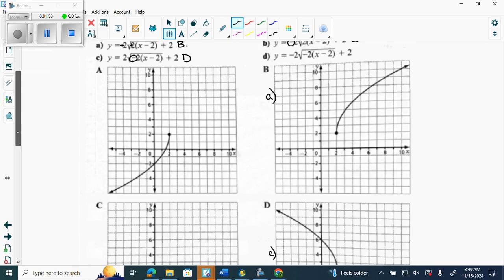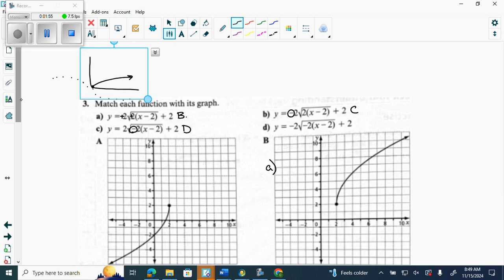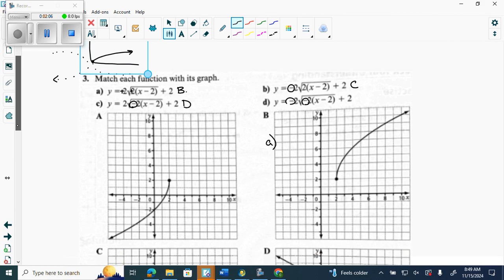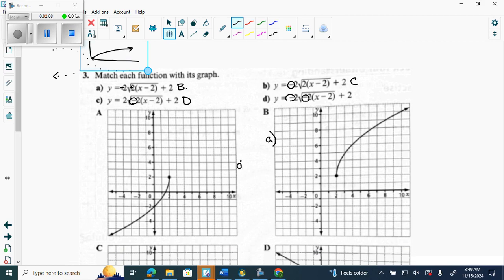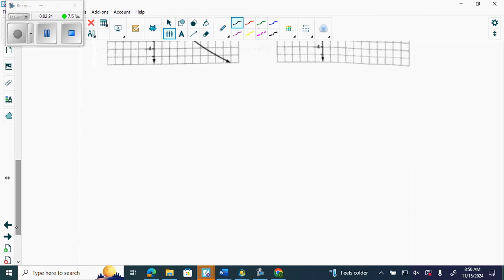And then the last one has two reflections, reflection in the x and reflection in the y. So it's going to, instead of being up and to the right, it's going to completely be down and to the left. Yeah? Which is A. So for these ones, because everything else was the same but the reflections, we can look at those. We agree? All right, next page.